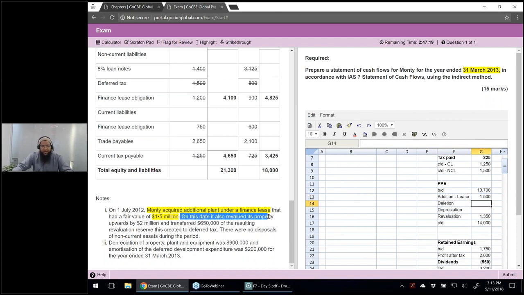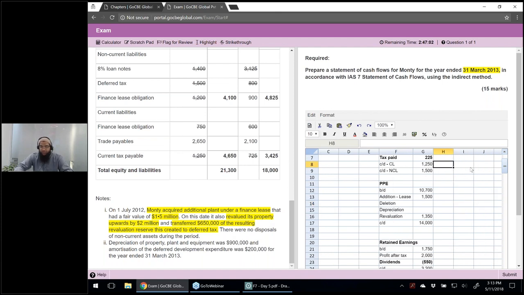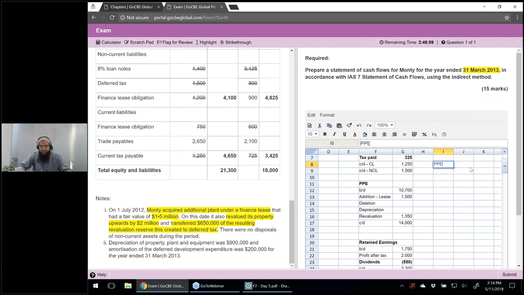On this date, it also revalued its property upwards by 2 million. We have also revalued the property upwards by 2 million and transferred 650 of the resulting revaluation to the deferred tax. This means that the asset was revalued upwards by 2000 and the entry would have been PPE debit and revaluation reserve through OCI credit.